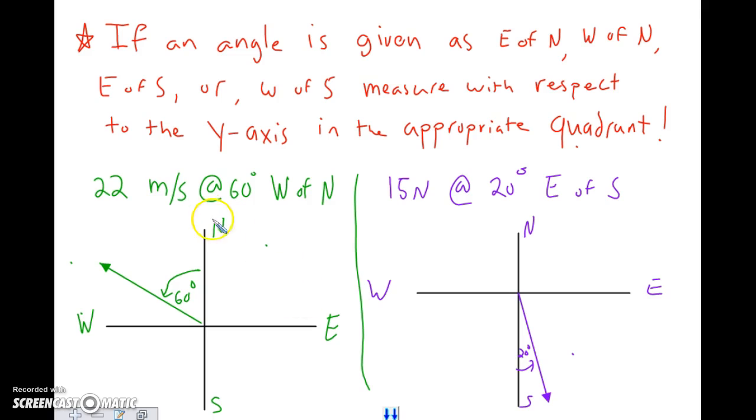So in this example in green over here, 22 meters per second at 60 degrees west of north would mean, okay, west of north, quadrant 2, but in that wording, it's measured from the y-axis. A similar example would be 15 newtons at 20 degrees east of south. East of south would be quadrant 4, measured from the y-axis again in that kind of wording, 20 degrees. So you can see there's several different ways, both pretty easy as long as you familiarize yourself with them.